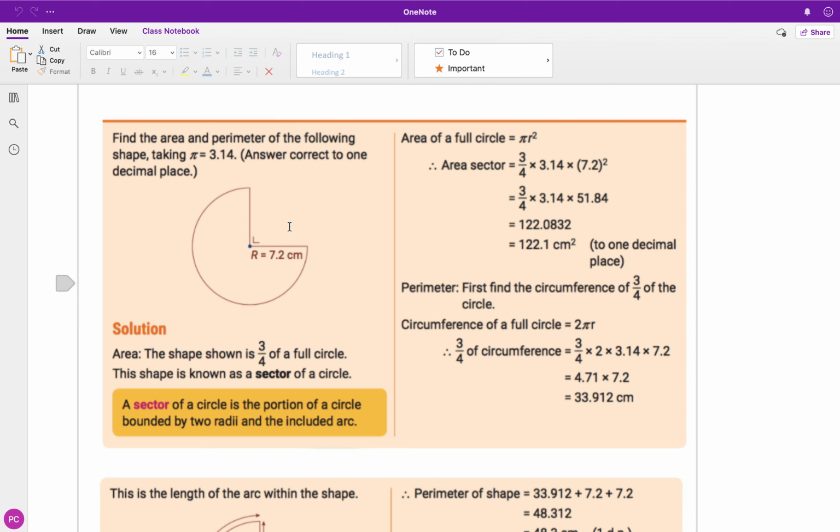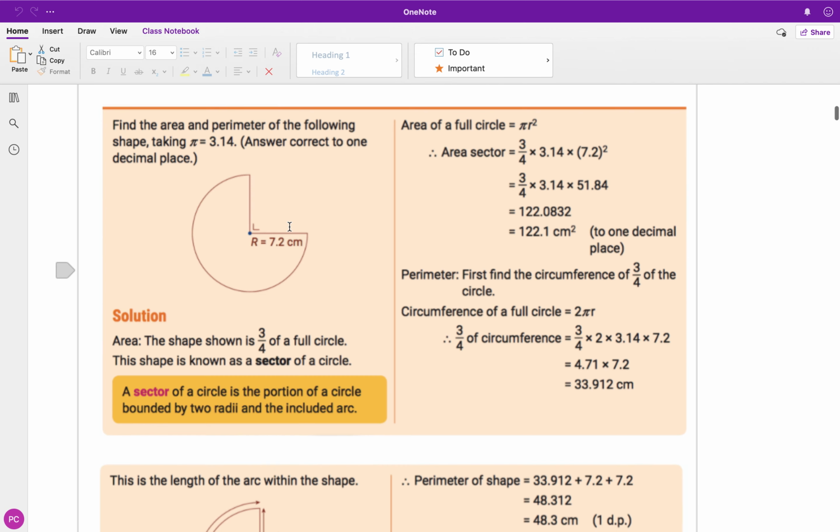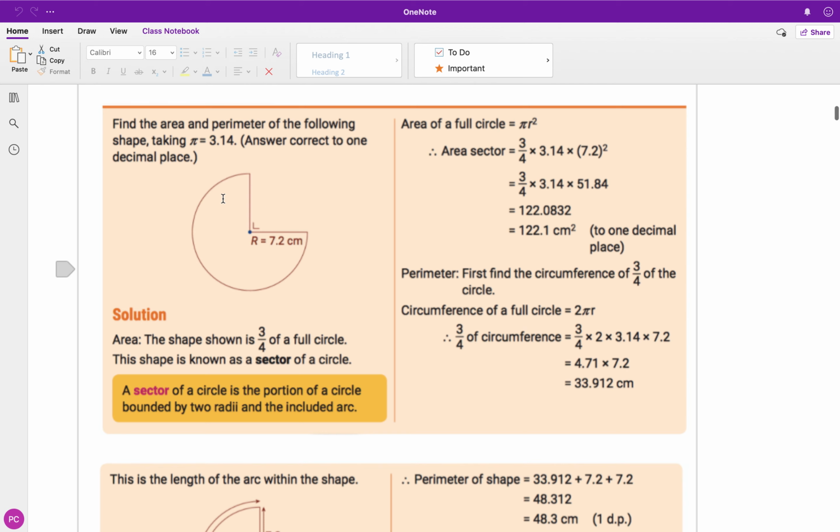And that's what we're doing so far. But the problem is if a bit is missing, so you have a small bit missing in the circle, like you see here, so there's only a bit taken out, how do we do it? So this is 3/4, so there's a quarter missing. The shape is known as a sector of a circle. So a sector is a piece of the circle. A sector is a bit of the circle bound by 2 radii.